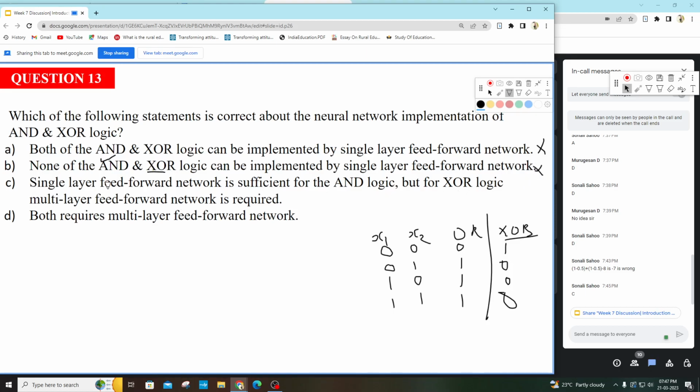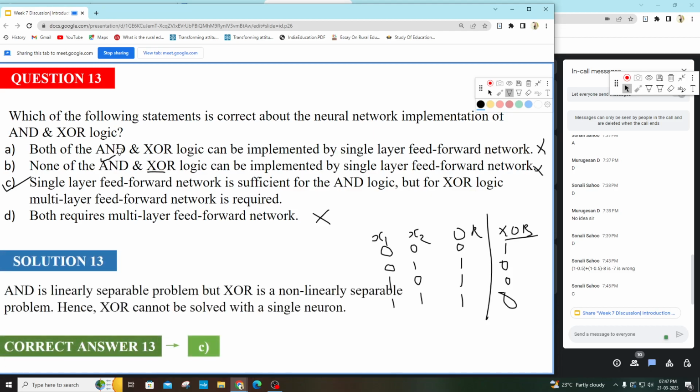C will be the correct answer. A single layer feed forward network is sufficient for AND logic, but XOR requires multiple layers. So C is your correct answer. D is also wrong, because AND can be solved by a single layer feed forward network. So C is the correct statement. Is this clear?